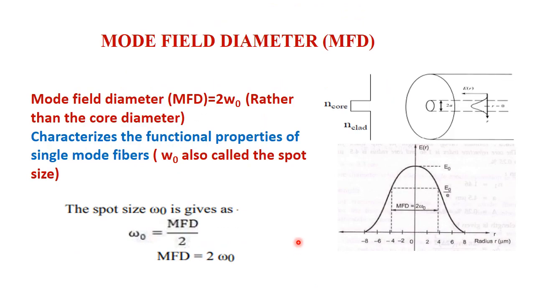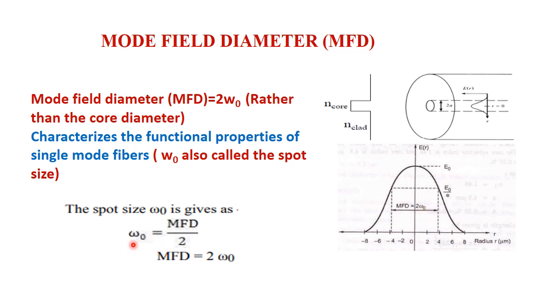The next one is the mode field diameter, which is also related to single mode fibers. We will consider a single mode fiber with n core and n clad, the refractive index values of the core and the cladding. While light is propagating within the core of the single mode fiber, we get an electric field distribution, which can be represented like this. Here the mode field diameter is 2 omega naught, and half of the mode field diameter we call the spot size. The mode field diameter characterizes the functional properties of single mode fiber, and this omega naught, as I told you, is also called the spot size.